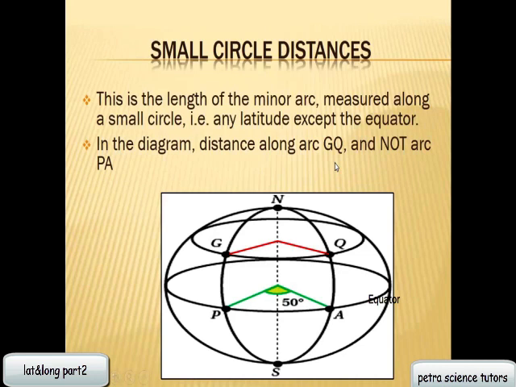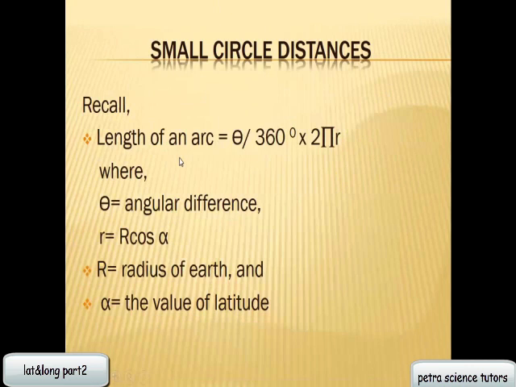Okay, so let's continue, guys. Our length of arc formula has a little modification. It's the same theta over 360 degrees times 2 pi r, but our r this time is going to be capital R cos alpha, R being the radius of the Earth, but it will be a smaller length, so it will be cos alpha. This alpha is the value of latitude. We are traveling along a small circle latitude, so the value of that latitude will be our alpha.